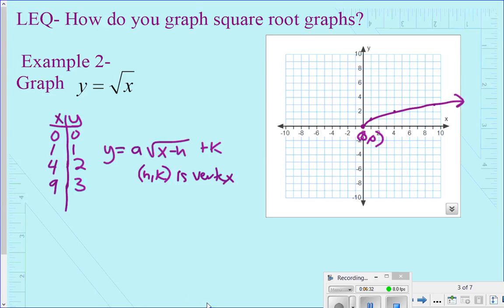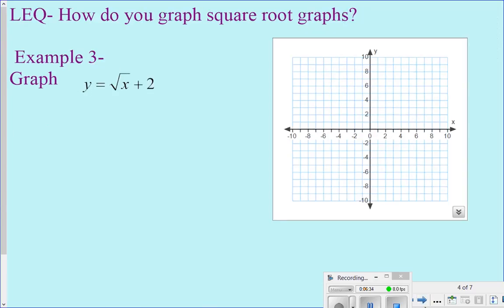Okay, so now we're going to use that information to graph this one. So you'll need another coordinate plane, copy the equation. Looking at the equation, I can see that plus 2 means it's going to be shifted up 2. And because it's shifted up 2, the original vertex was 0, 0. So 0, 0 up 2 is 0, 2. So I'm going to put that in a table and I'm going to plot it.